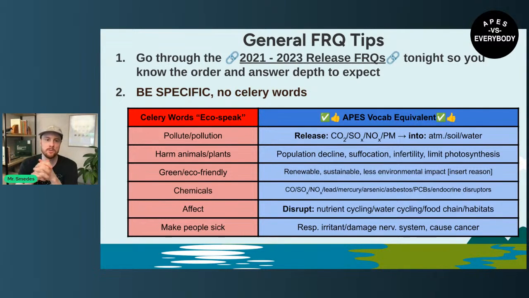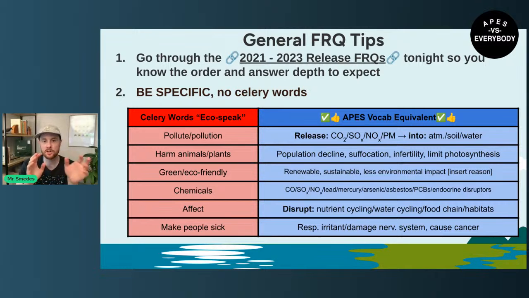You don't want to use what my students call celery words. So shout out to Anthony from GRP this year that came up with this idea of celery words. Celery words are like, they don't really do anything. You don't invite somebody over for dinner and serve them celery. And on the APES exam, you don't write celery words. You don't write about pollution. That means nothing. We need an actual pollutant like CO2, SOx, NOx, particulate matter. And then we need, where is it going? It's going to the atmosphere, the soil, or the water. So we need pollutants, not just it's going to pollute the atmosphere. It's going to produce pollution.